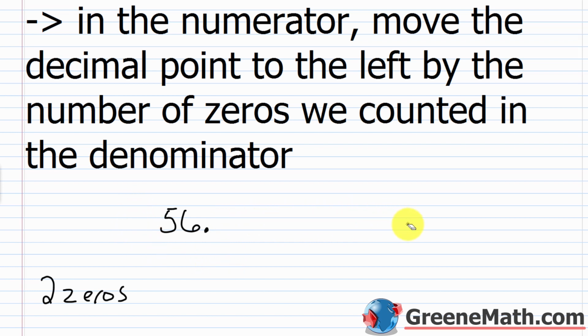So with that being said, we're going to move our decimal point to the left by the number of zeros we counted in the denominator. We counted 2 zeros, so I'm going to the left 2 places. So we would end up with 0.56.